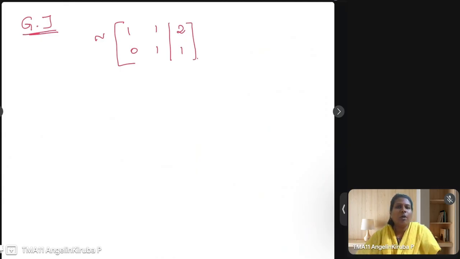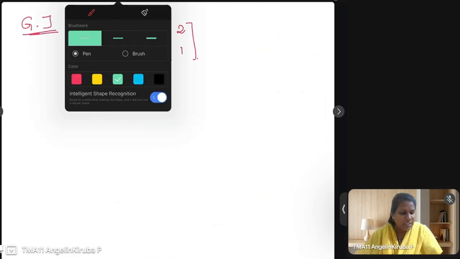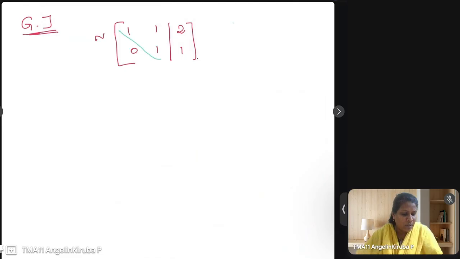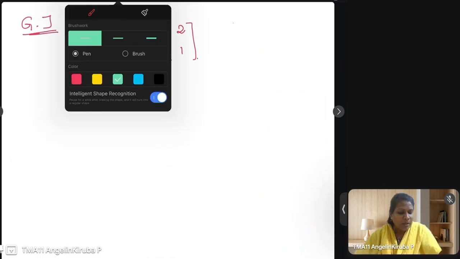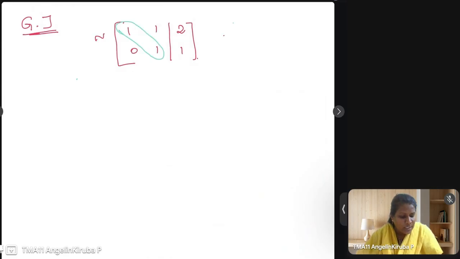For Gauss-Jordan, what do we have to do? We have to convert the matrix into a diagonal matrix, that we know. So this is our diagonal element. Which one is our diagonal element? These two are called the diagonal elements. Already it is in the upper triangular form. So we have to convert only this element to be equal to 0 now.